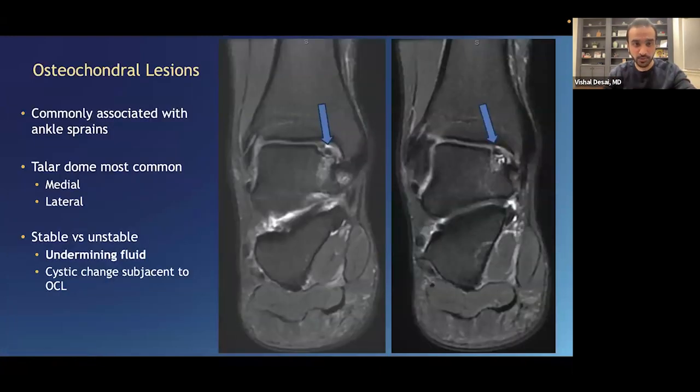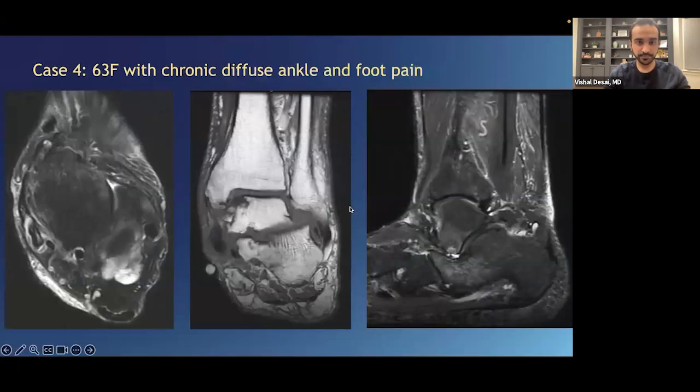Okay, all of these ankle sprains, but in particular the high ankle sprains, may be associated with osteochondral lesions. Most commonly in the ankle, they're going to be at the medial or lateral talar dome. This in itself can be a whole separate discussion. The main takeaway for today is going to be on MRI: look for displaced osteochondral fragment or signs of instability. For instability, you're looking for a fluid cleft or fluid undermining the osteochondral fragment like we have here, or some people describe exuberant cystic change subjacent to the OCL as a sign of more chronic instability.